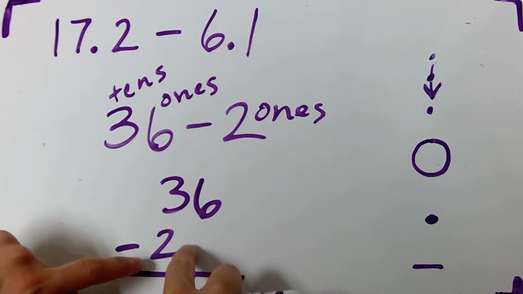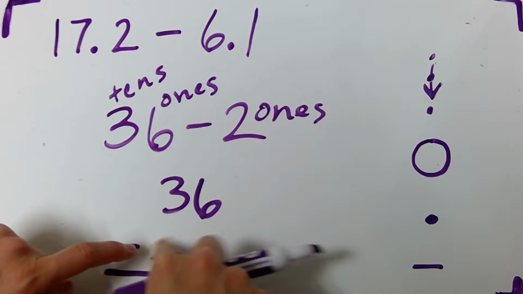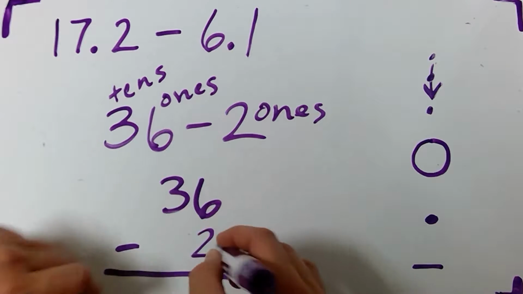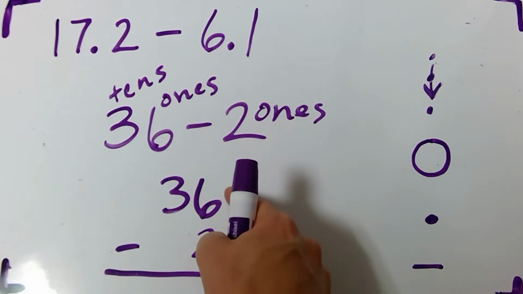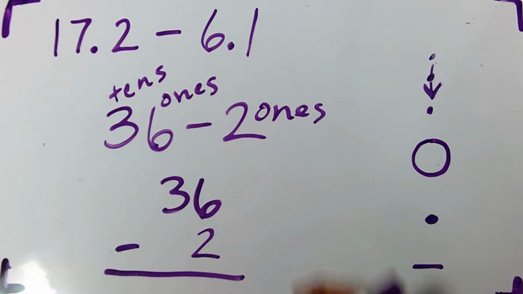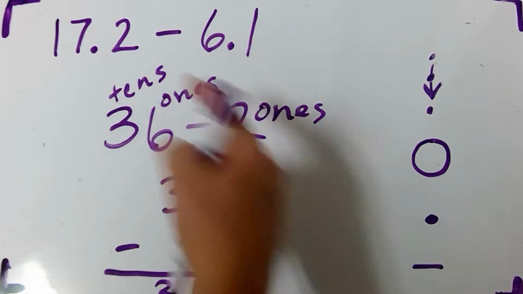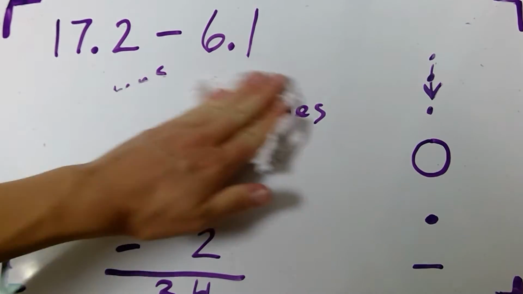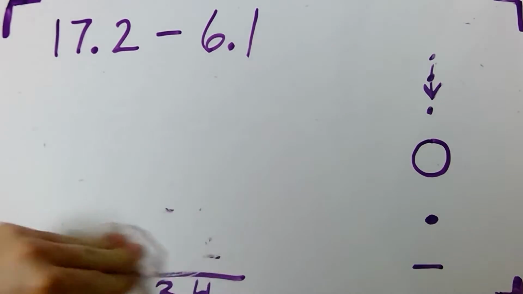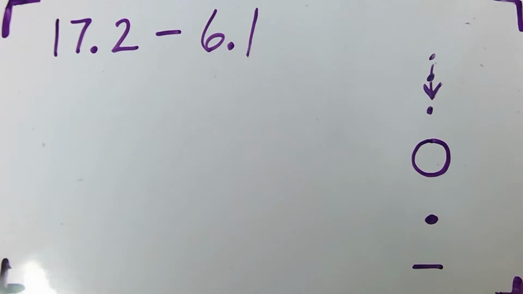So we can't take the 2 away from the 3. We have to take it away from the 6. We have to line it up by place value. The ones place with the ones place. And then we can subtract. 6 minus 4 is 2. 3 minus nothing is 3. Same idea with decimals. We have to line it up by the place value. And the decimal helps us with that.